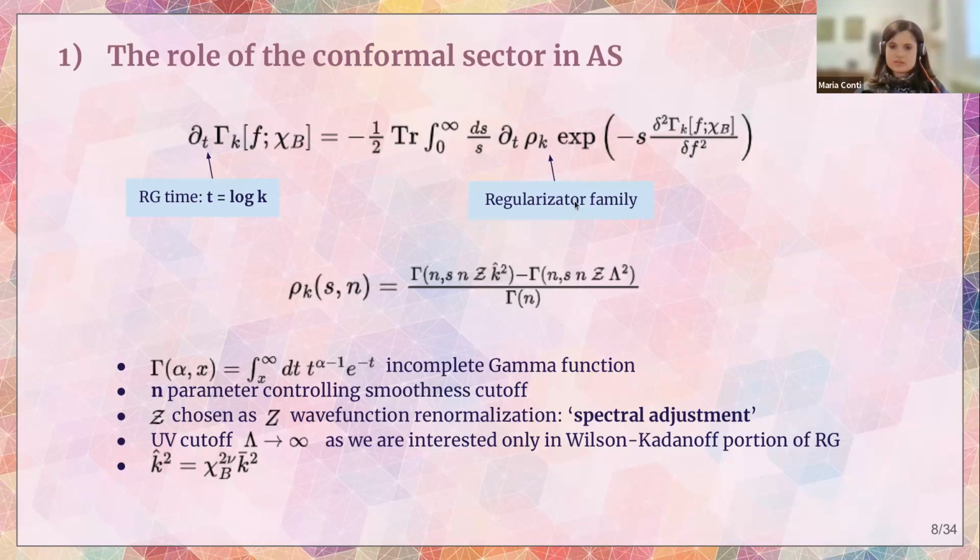The important part I want you to look at is this rho k here. This rho k is a regularizator, which is once again a fancy word for a function performing the cutoff. In particular, we usually use this regularizator family, which you can find here, where you can see that there are some things appearing. These gamma are just incomplete gamma functions, not important. There is an n appearing. This n is a natural parameter which is controlling the smoothness of the cutoff. So the idea is that the bigger n, the sharper the cutoff. And it is spectrally adjusted, and the UV cutoff lambda is sent to infinity, because we're just interested in the Wilson-Kadanoff portion of the RG, so no point in keeping things complicated. And remember that this k hat has to be written in terms of this k bar through this relation we already talked about.